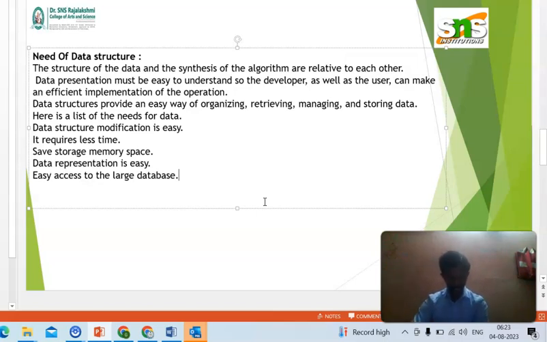So here we have a list of needs for the data. Next, we can use data structures to modify data easily, and it requires less time. We can save storage, memory, and space. It can represent the data in an easy manner and give easy access to a large database. A database is a collection of useful information.